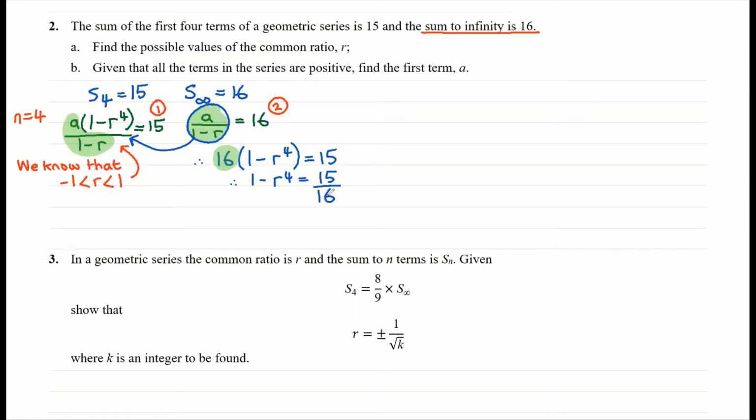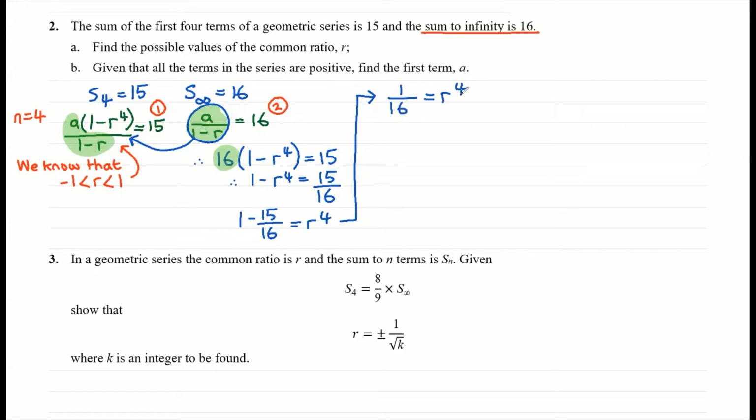Let's just rearrange this again. So I'm going to add r to the power 4 to both sides and subtract 15 over 16 from both sides. Okay, and then let's just jump up to this side of the screen. So this is 16 over 16 minus 15 sixteenths. So we have 1 over 16 is equal to r to the power 4.